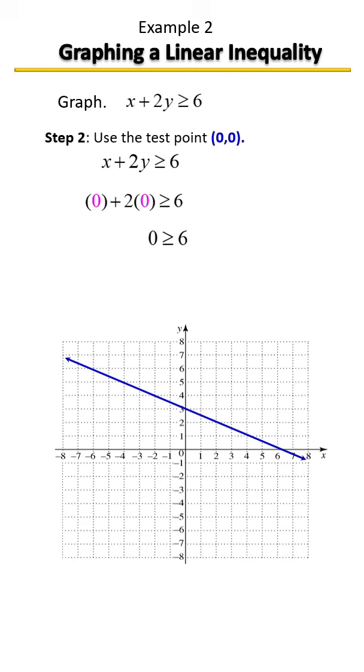That's not true. Let's read the other statement. 0 is equal to 6. That's not true either. So this is a false statement. Now, we tested 0, 0, which is right here at the point of origin. And since this region was false, that means every point on the side with that region is false. So that means don't shade the lower region. By default, the other side is the true side.